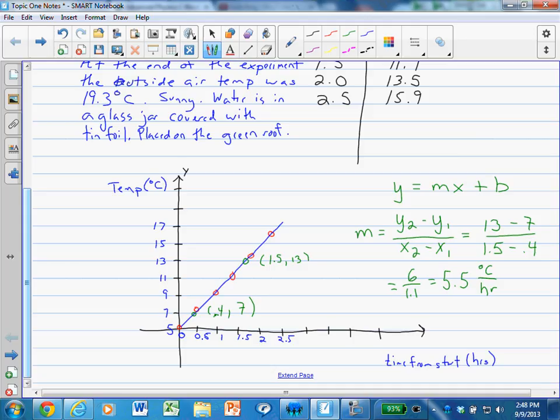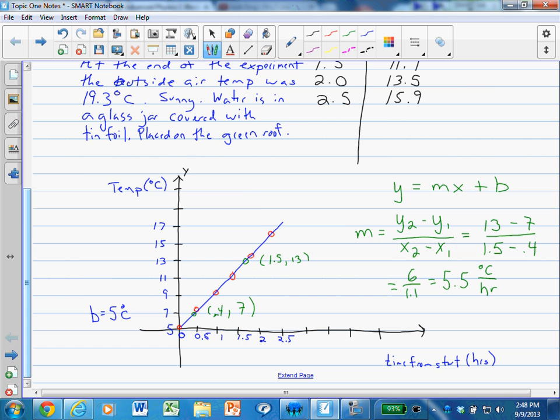Now, what do we call the other thing in here, b, and what is b? The y-intercept. What does our y-intercept look like here? Well, no, remember it's the y value, and this isn't actually the origin. It's about 5, right? So b equals 5. Well, 5 what? 5 degrees Celsius.